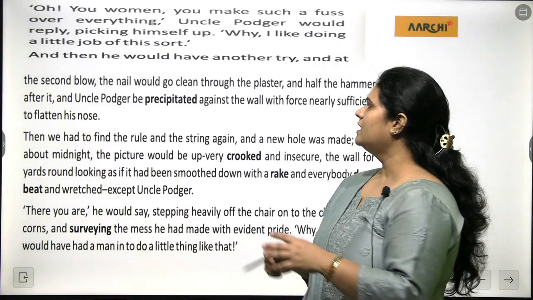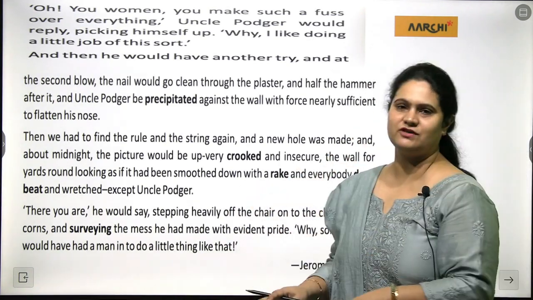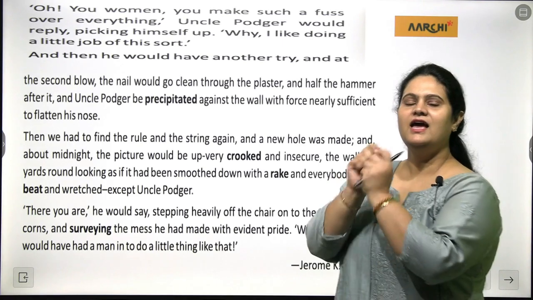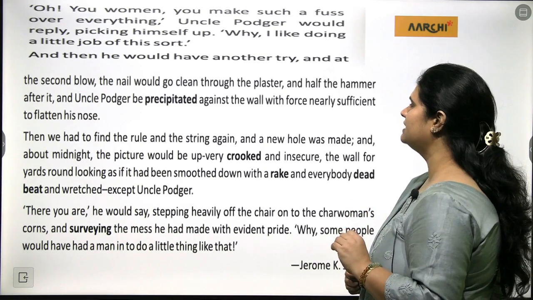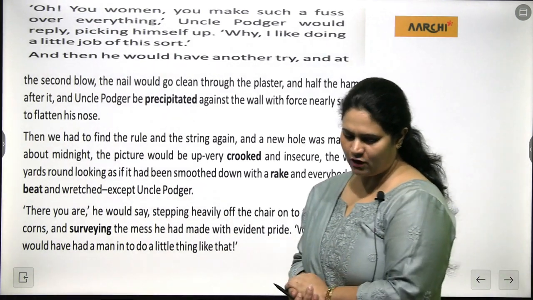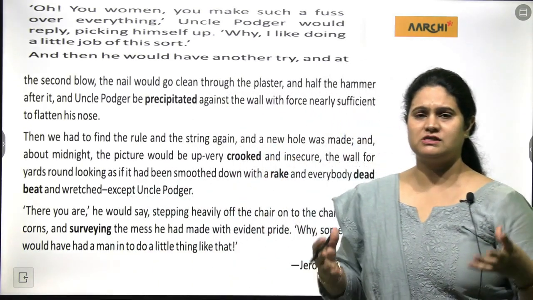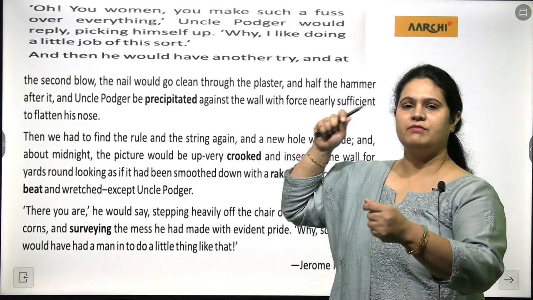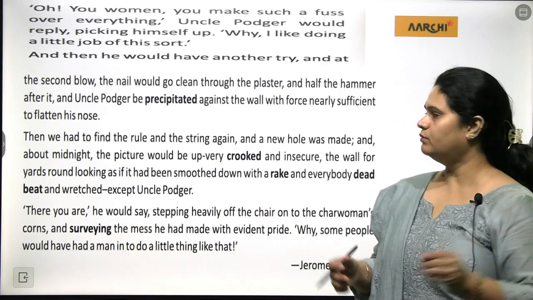And at the second blow, the nail would go clean through the plaster and half the hammer after it. Right? The nail went entirely inside the plaster, and half the hammer also went into the wall. And Uncle Podger precipitated against the wall with a force merely sufficient to flatten his nose. What is the meaning of precipitated, children? Precipitated means to suddenly force something with a very great force. Yeah, you force something very forcefully. Uncle Podger hammered it so badly that the nail and the hammer and he himself collided with the wall.